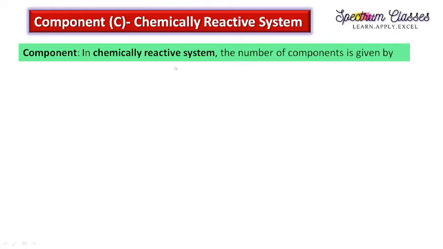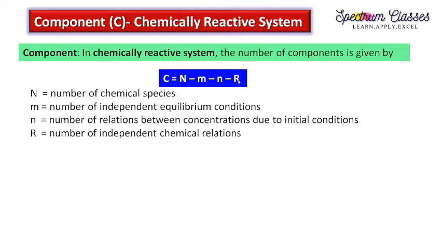So here I am just summarizing those rules. In a chemically reactive system, the number of components will be given by this formula: C is equal to capital N minus small m minus small n minus capital R. What do all these terms signify? Capital N is the number of chemical species. Small m is the number of independent equilibrium conditions. Small n is the number of relations between concentrations due to initial conditions. And capital R is the number of independent chemical relations.